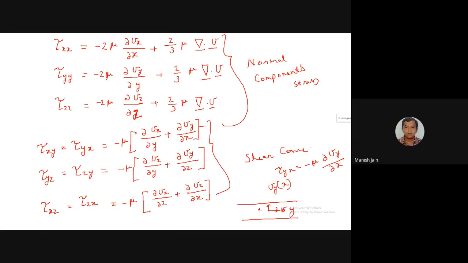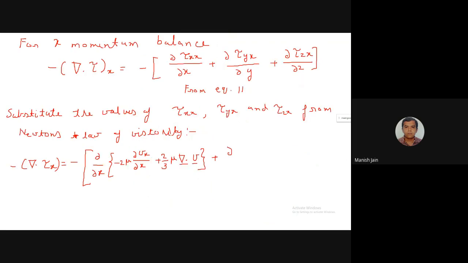Tau yx equal to minus mu (dvx by dy plus dvy by dx). Here you have to substitute del by del y in bracket, minus mu, again bracket, del vx by del y plus del vy by del x, bracket close. Okay, now second bracket close.